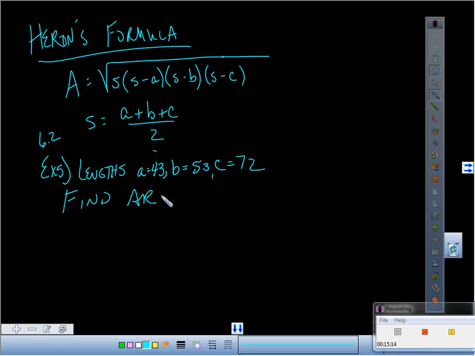Say, y'all, is this hard? No. This is the kind of stuff that science people whine to the math people about. Oh, why don't kids know how to plug stuff into the formula? What's the first thing you have to do? Yeah. Y'all, you gotta find S. You can't use this formula until you find S. I know A, B, and C, okay, but I have to find S. So S is equal to 43 plus 53 plus 72 divided by 2.